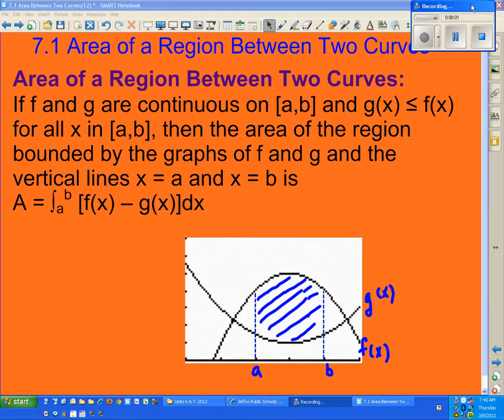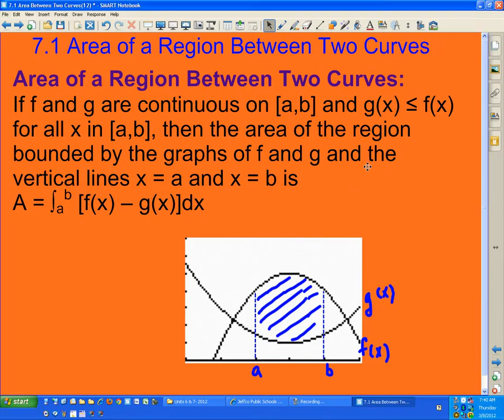Hello and welcome to 7.1. In this section we are going to find the area between two curves.